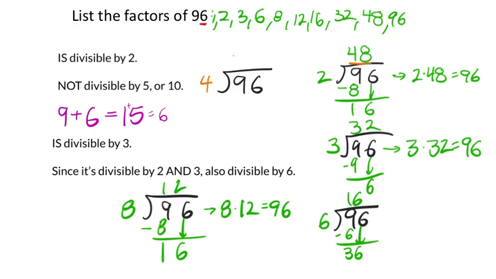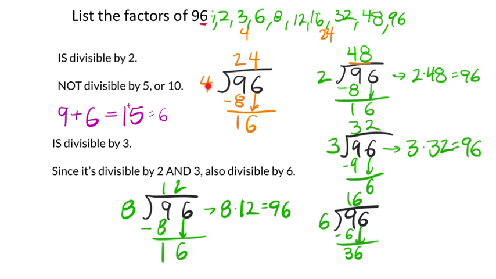4 goes into 9 2 times. 2 times 4 is 8. When I subtract, get 1 left over, drop the 6. 4 goes into 16 4 times. So in other words, in between there, I also need to include 4. And back here, we'll put in 24. Okay, so the orange numbers, I'm just trying to fit them in order from least to greatest. I don't know why I'm doing it, I'm just doing it.